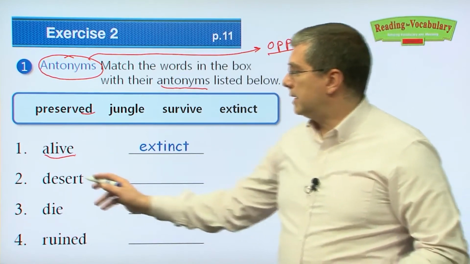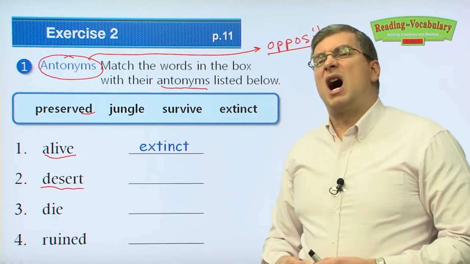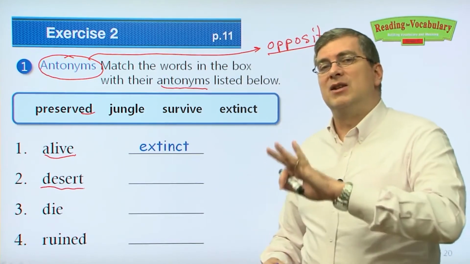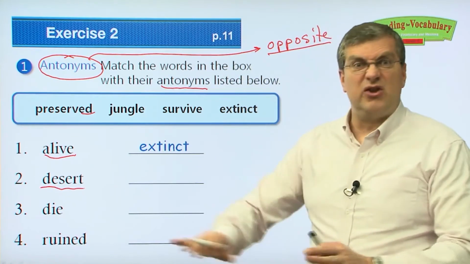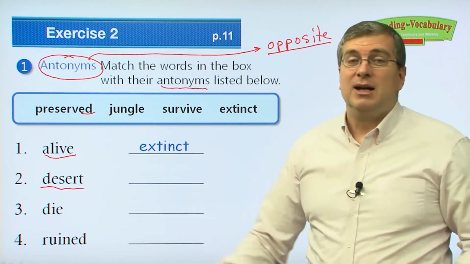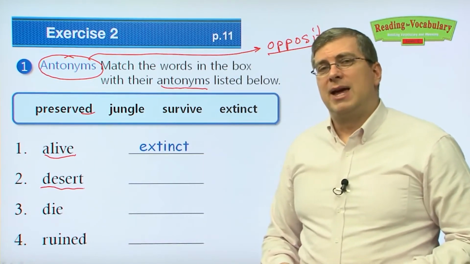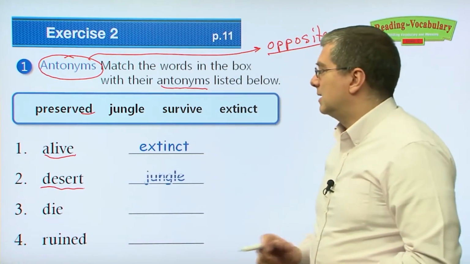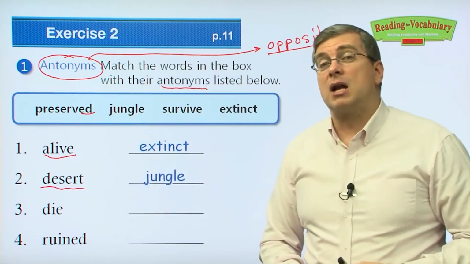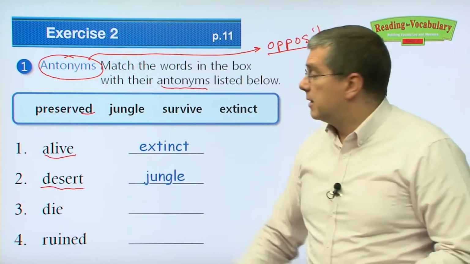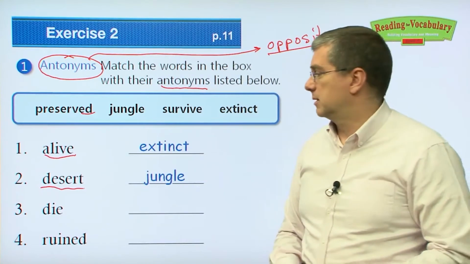Okay, next one, desert. What is a desert? A desert is a hot place, but it has no plants. No plants grow in a desert. It's just dirt or just sand. So what's the opposite of a desert? We could say it's a jungle, because a jungle has many, many plants. There's a lot of water in the jungle. There is no water in the desert, or very little water.